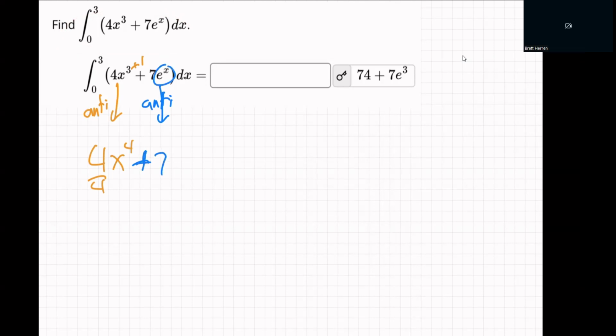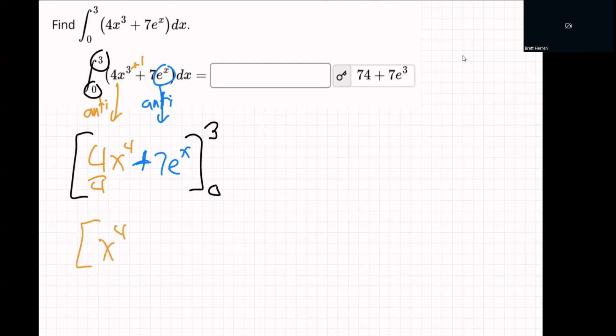Now what's the antiderivative of e to the x? He's our favorite derivative and antiderivative. He does nothing, right? And then we're going to evaluate this between the bounds, 0 and 3. Let's clean up that first part, though. That's just x to the fourth, right? That 4 over 4 is just 1. So we're evaluating between 0 and 3.